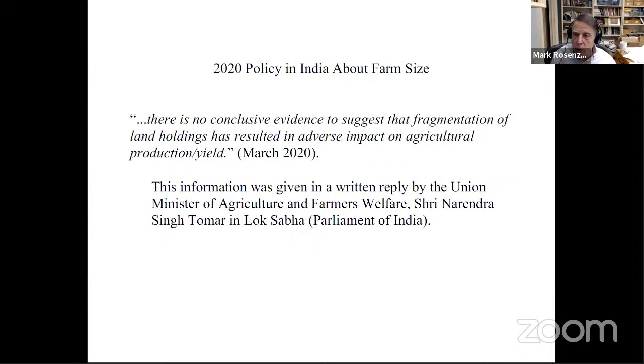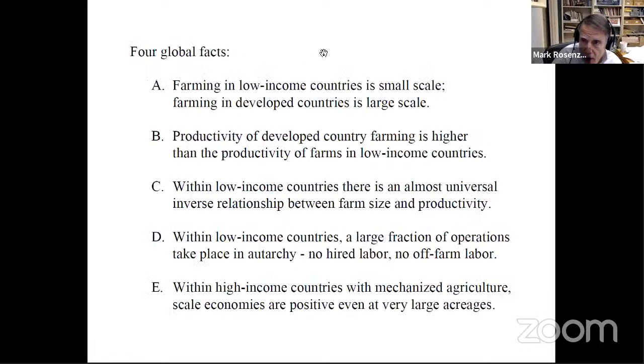In fact, when you look at data from low-income countries, what you tend to find in almost all low-income countries is that there's an inverse relationship between the scale of operation and productivity per acre, however that's measured. And taking into account a whole array of different reasons why that would be true, it seems to exist in these countries. And I'll show you that. In fact, let's start with talking about, what are the global facts about agriculture?